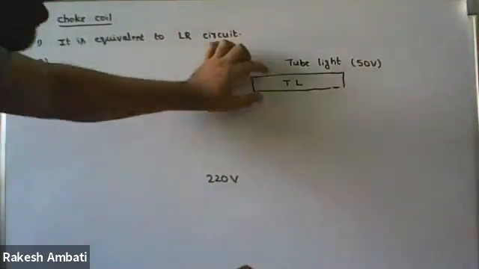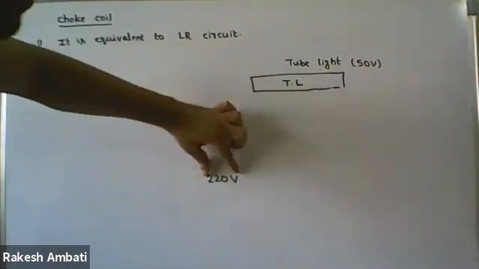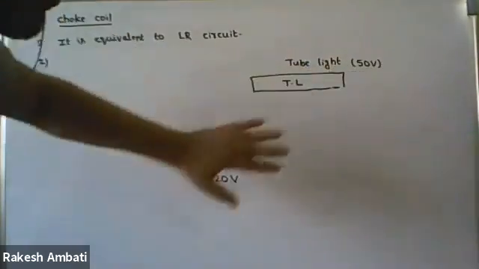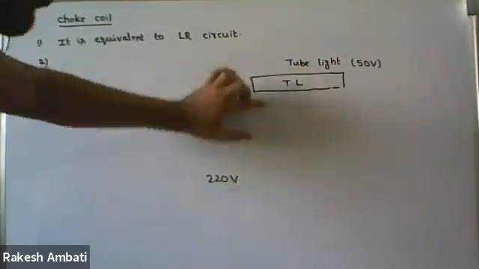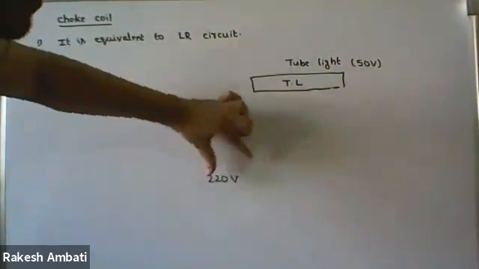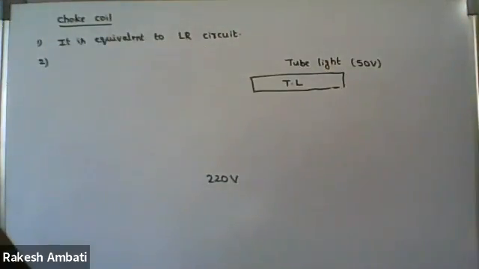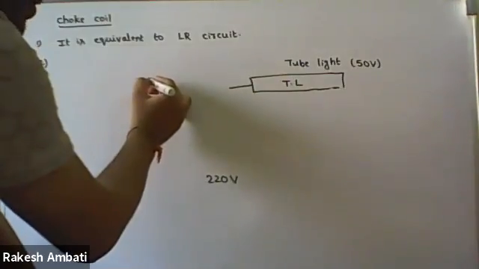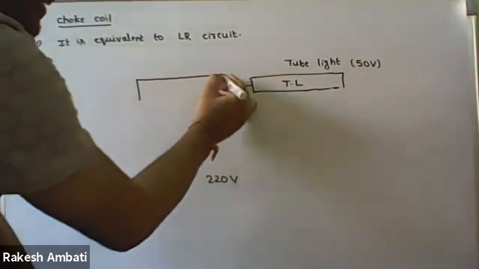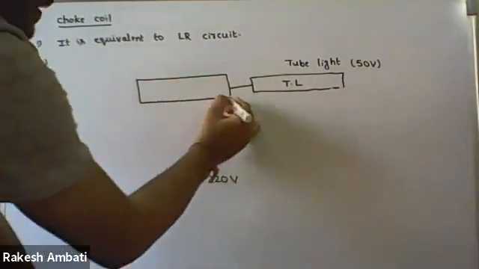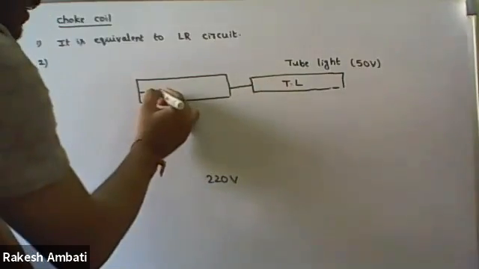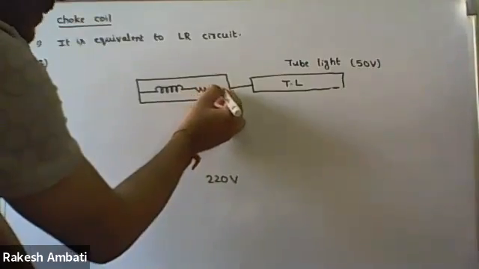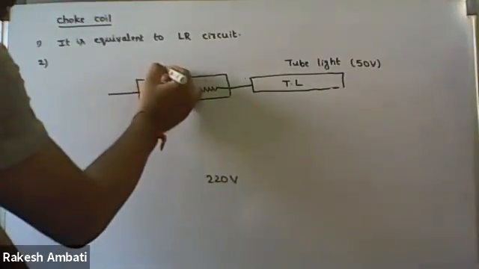Now we have to protect this tube light from this high potential, because it requires only 50 volt, not 220 volt. So what I'm doing is connecting a choke coil in series with this tube light. The choke coil is equivalent to an LR circuit. So that is the choke coil.